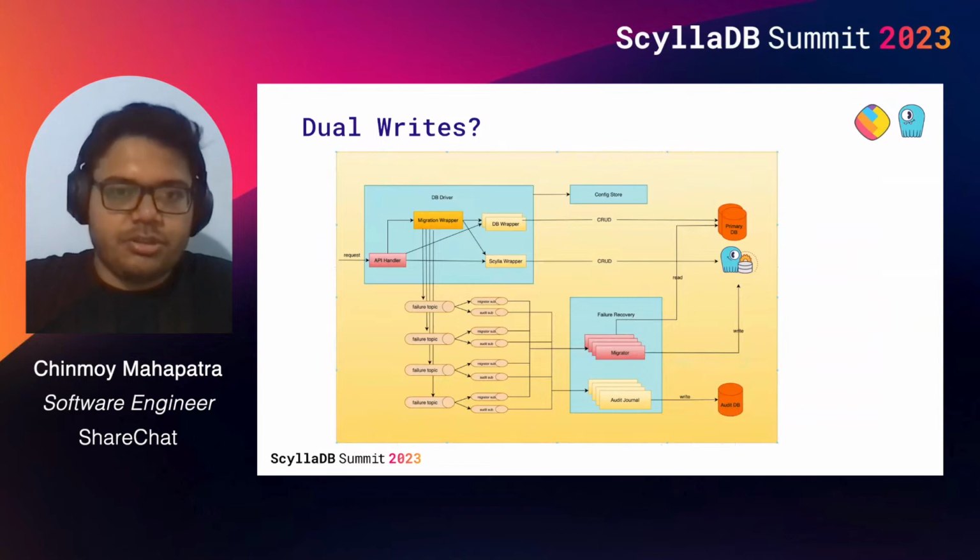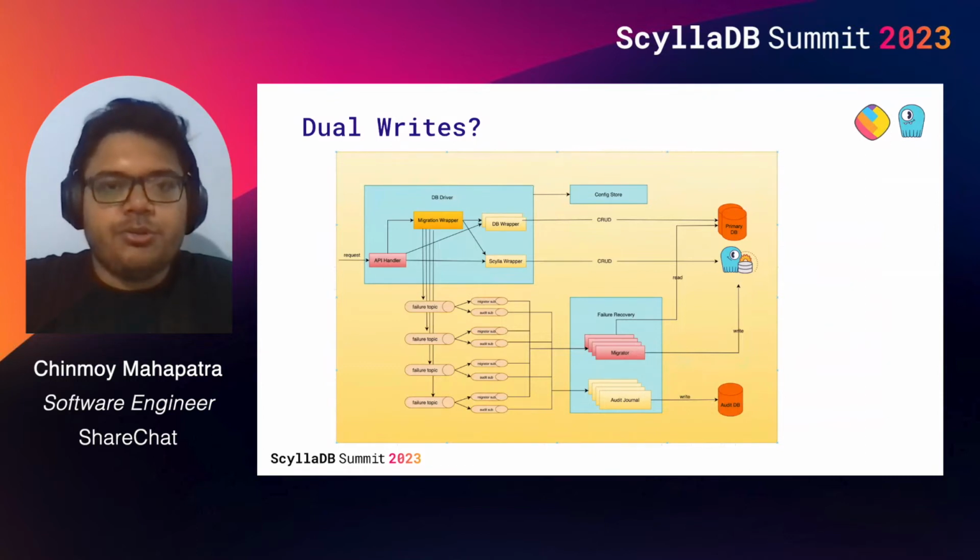So we have a Scylla wrapper which does CRUD operation on Scylla. We have other wrappers which does CRUD operations on the other databases. Now, for migration purpose, we wrote another wrapper which uses all of these wrappers. So we have a migration wrapper. This can use all the individual wrappers which can be used for doing CRUD operations in the individual databases.